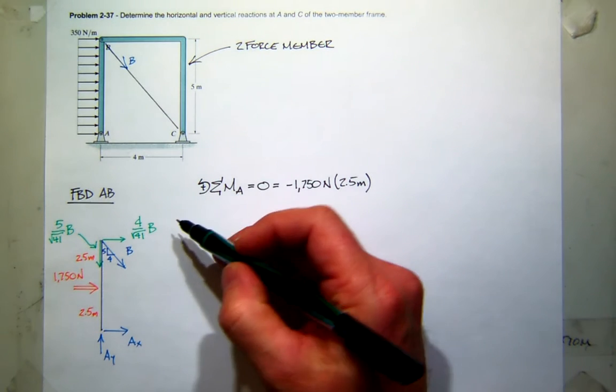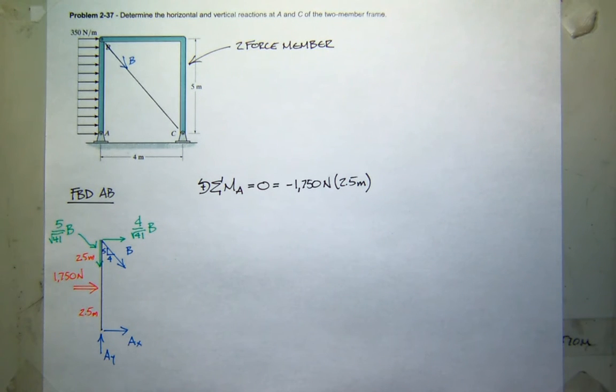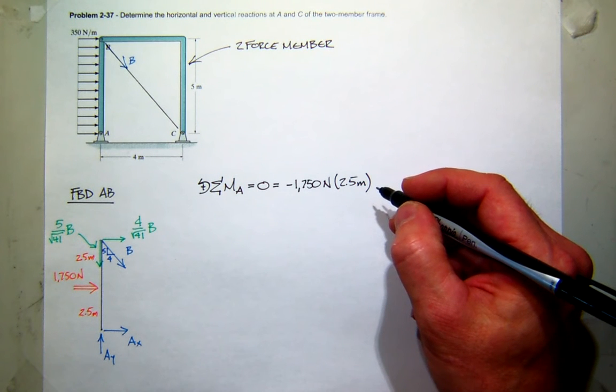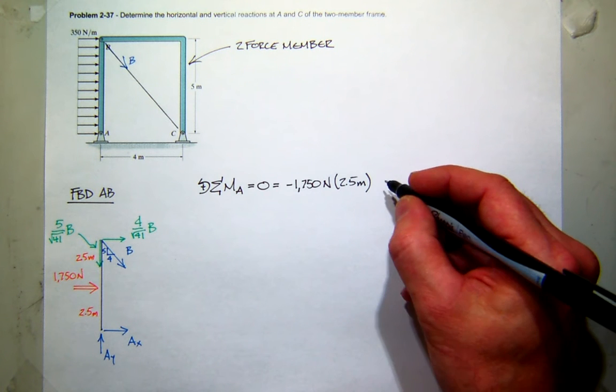Now back to you, Mr. Street. With that as the component, what's the moment? 4 over the square root of 41 B times 5. Is that positive or negative? Negative.